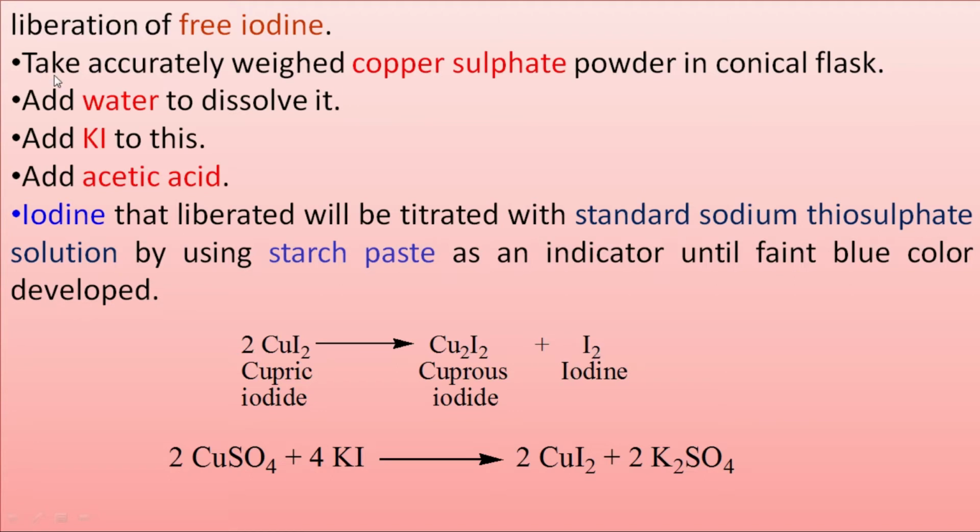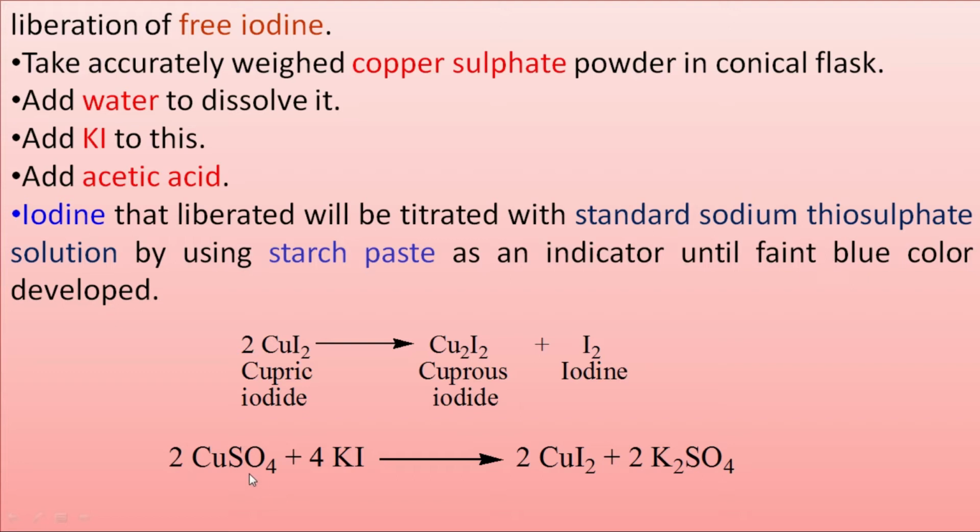Now procedure for the assay. Take accurately weighed copper sulphate powder in a conical flask. Add water to dissolve it. Add potassium iodide into that solution. Add acetic acid. By the reaction between copper sulphate and potassium iodide, iodine will be liberated. Here iodine is liberated, so this titration is known as iodometry titration. It is an indirect titration. So the iodine that is liberated will be titrated with standard sodium thiosulfate solution using starch paste as an indicator till we get a faint blue color, that is the end point.